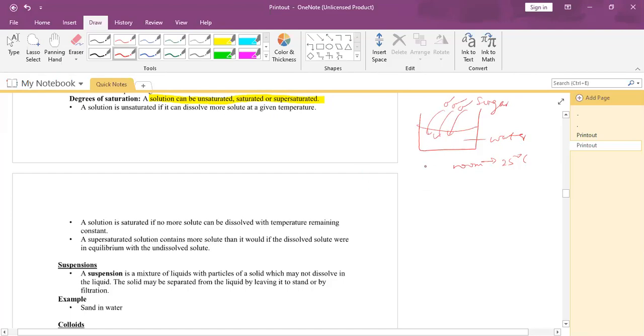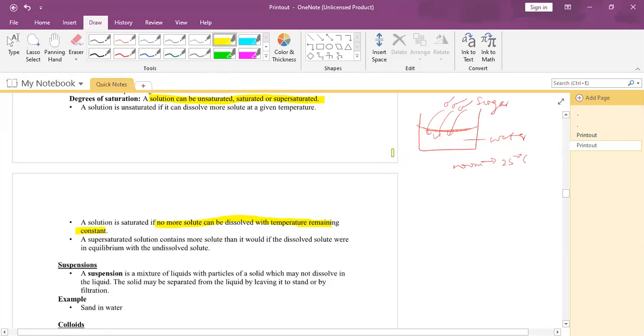So at that point, we say that it is unsaturated because it keeps dissolving as much as it can at that temperature. Right? So it's unsaturated. Then, as I keep adding more, you're going to get a point where it's not going to dissolve anymore at that temperature. Right, so at that point, I'm going to say that the solution is saturated, right? So we say that a solution is saturated if no more solute can be dissolved with temperature remaining constant, right? So the temperature is the key. At this temperature, it cannot dissolve anymore. Then I will say that the solution is saturated at that temperature.